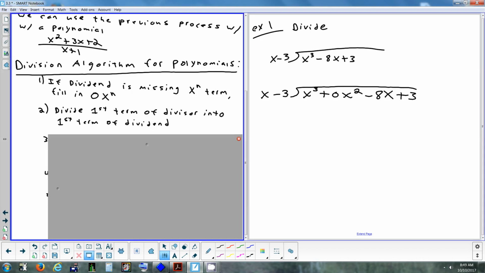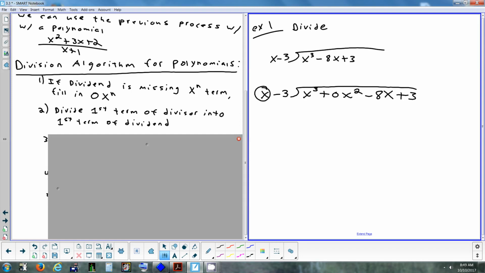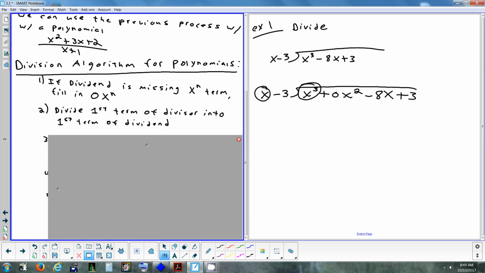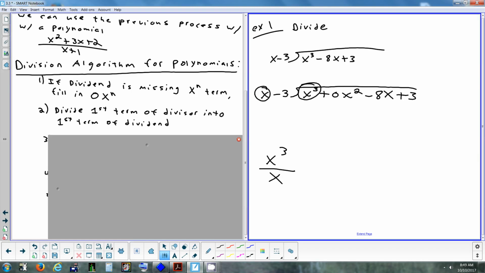Step 2, you're going to divide the first term of the divisor, what I just circled, into the first term of the dividend, and we're going to write the answer right above what I circled. If you're thinking, what am I really doing, the calculation right now, you want to know what x cubed divided by x is. Okay, Jay, if I do x cubed divided by x, what do I get? X squared. So we're going to put x squared right there.